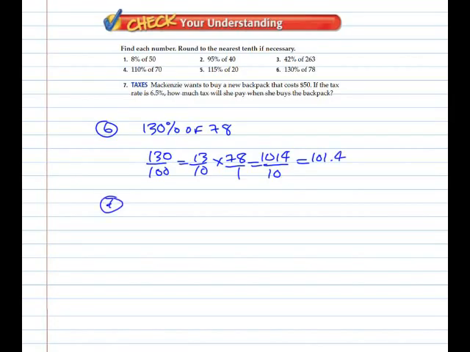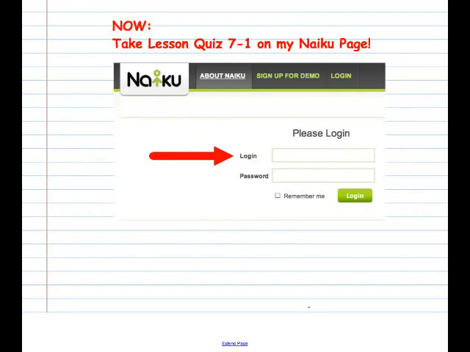Number 7. Mackenzie wants to buy a new backpack that costs $50. If the tax rate is 6.5%, how much tax will she pay when she buys the backpack? So we want 6.5% of 50. 6.5%. This is tricky. Kids struggle with that. It's still 2 places to the left, so it's 0.065 times 50, which gives us a tax on our $50 purchase of $3.25.